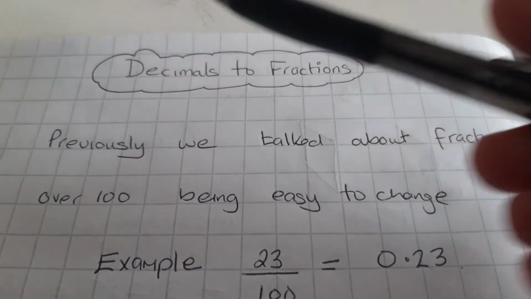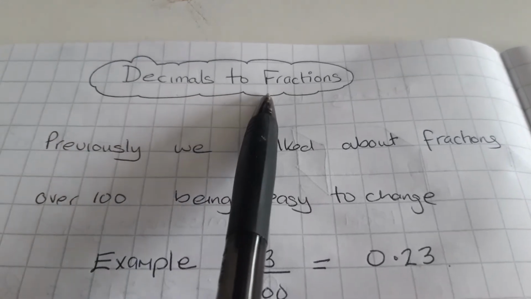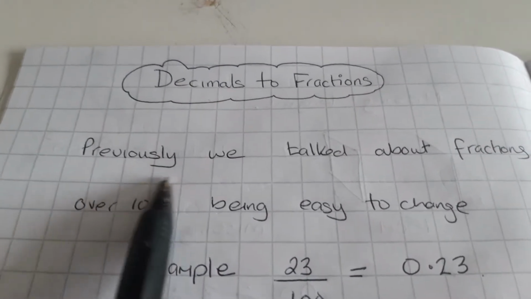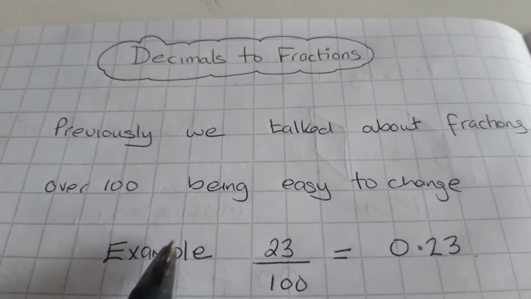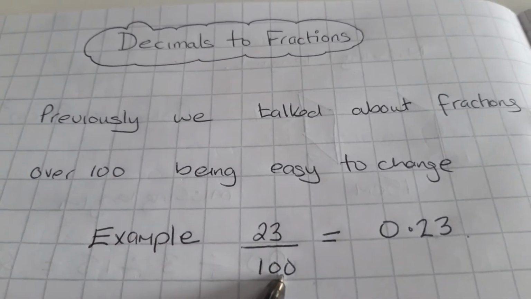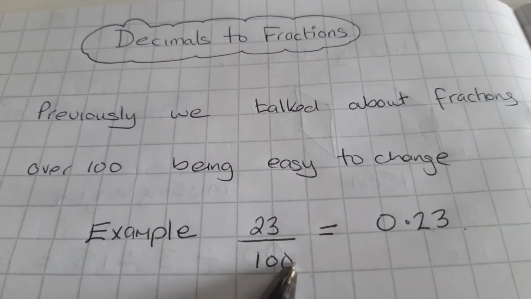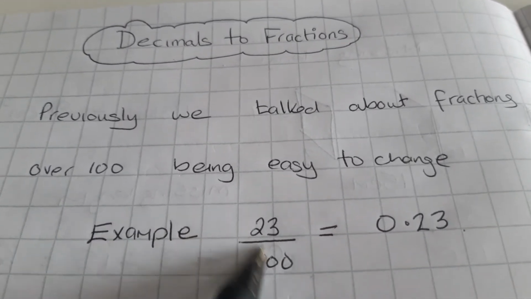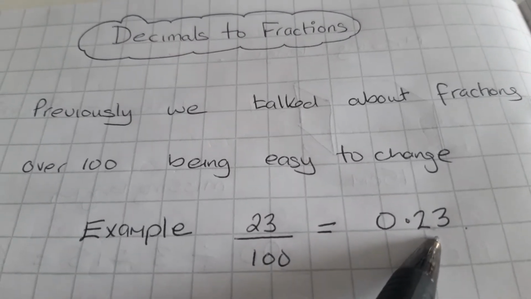Going to now look at the other way of doing things, from decimals to fractions. Previously we talked about fractions over 100 being easy to change. If you had 23 over 100, you knew straight away that was 0.23. So when a fraction is over 100, it's easy to change straight into a decimal. So we're going to think about doing this the other way.